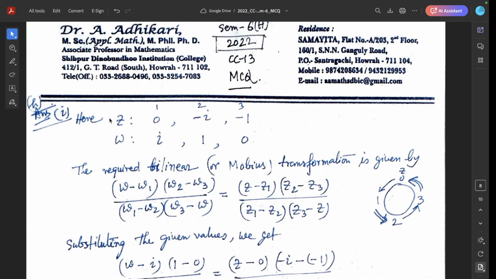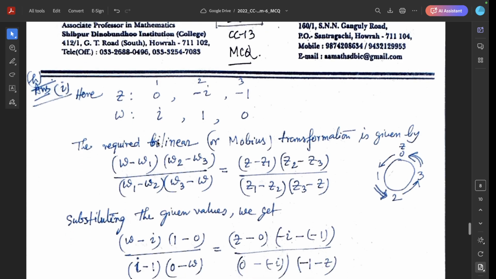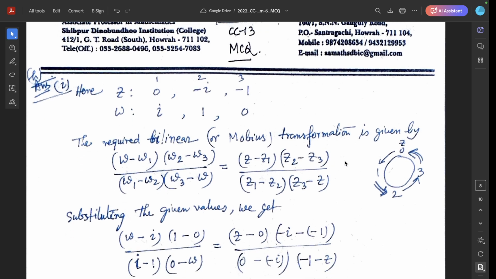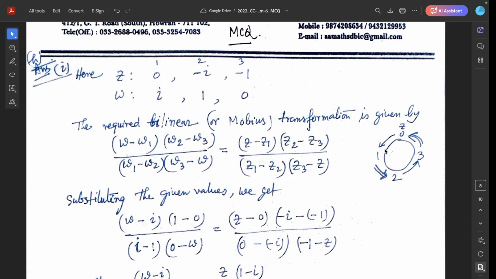Here in the Z plane, the points are 0, minus 1, i, minus i, 1 and in the W plane, W is i, 1, 0 for Z0, W i. The required bilinear or Mobius transformation is given by (W minus W1) into (W2 minus W3) whole divided by (W1 minus W2) into (W3 minus W) equal to (Z minus Z1) into (Z2 minus Z3) whole divided by (Z1 minus Z2) into (Z3 minus Z).